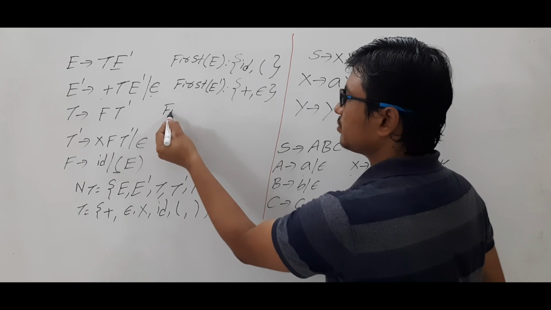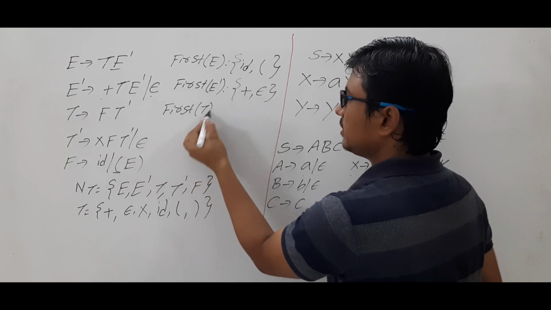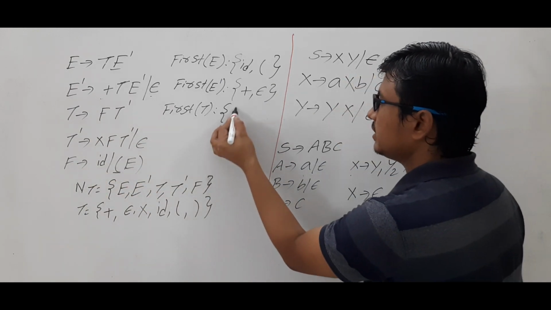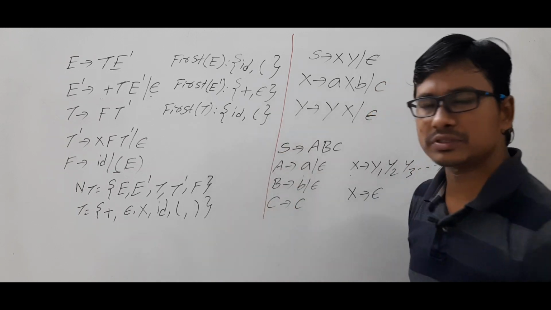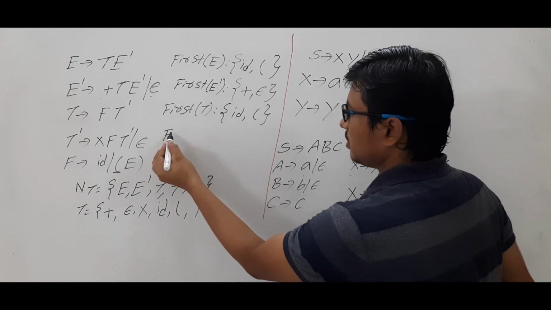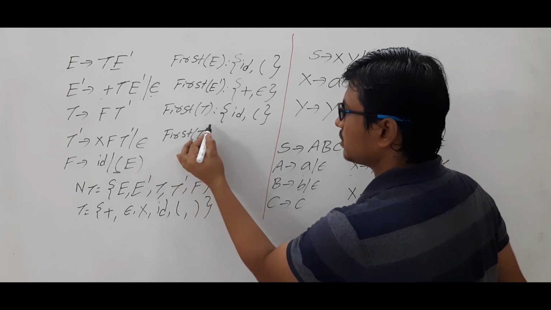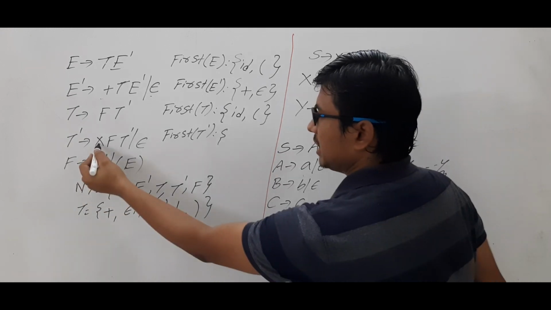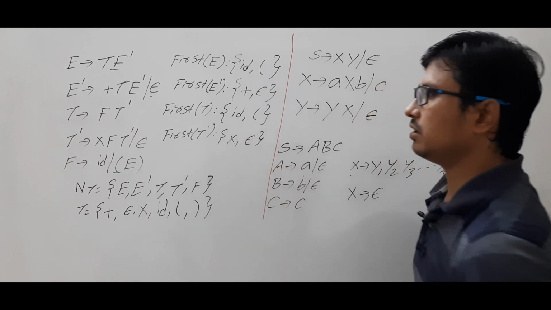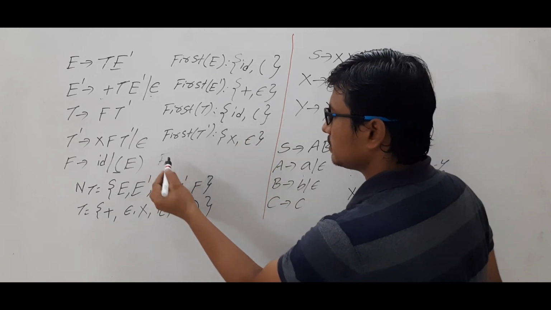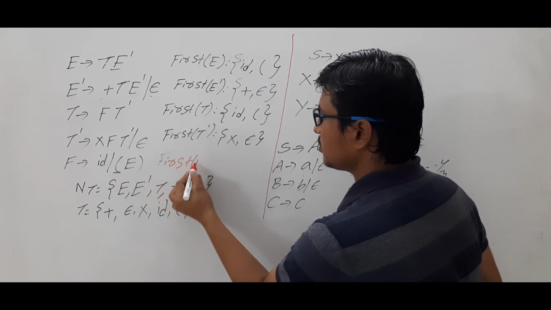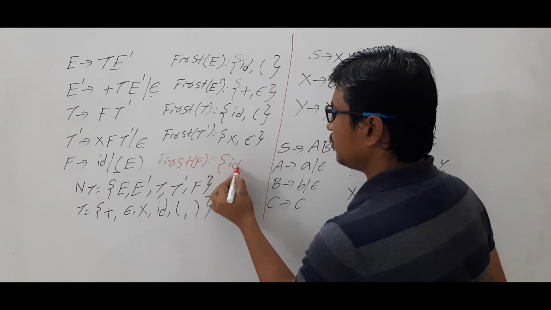And coming to the first of T. Is it clear? First of T is first of F. First of F is nothing but ID comma open braces. This is a very simple procedure. And first of T dash is equal to multiplication, because it is a terminal, and epsilon. Am I right or wrong? First of F is what? First of F is equal to ID comma open braces.